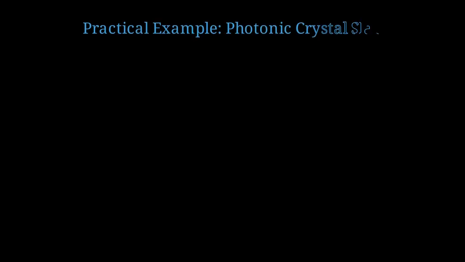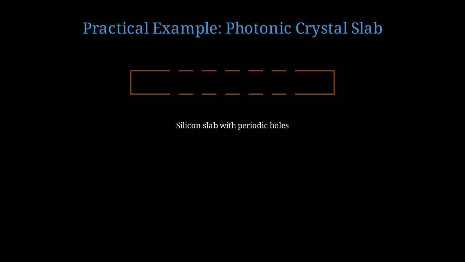Let's examine a specific practical example, a silicon photonic crystal slab. This is one of the most common platforms for realizing bound states in the continuum. Here's a silicon slab with a periodic array of holes forming a photonic crystal. The slab thickness is typically around 220 nanometers, and the holes have a radius of about 100 nanometers with a pitch of 400 nanometers. This structure has vertical mirror symmetry.